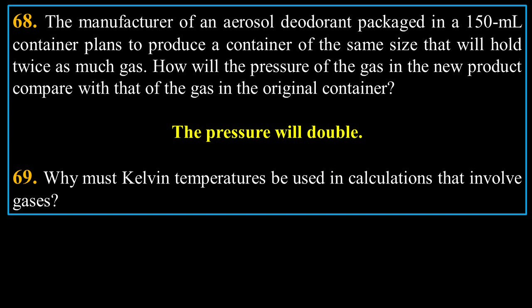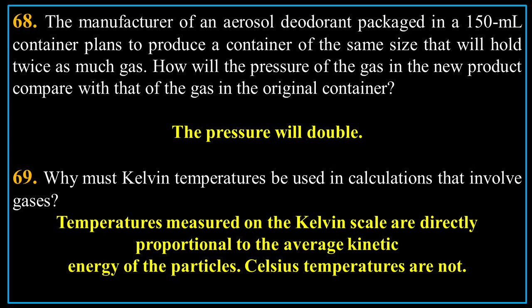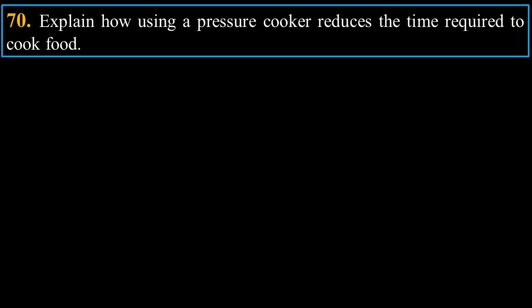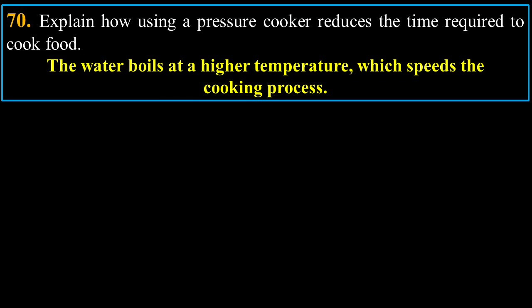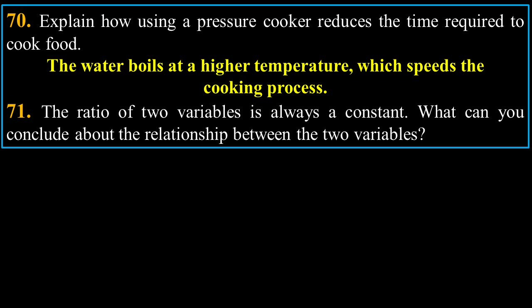Why must Kelvin temperatures be used in calculations that involve gases? Temperatures measured in Kelvin are directly proportional to the average kinetic energy of the particles. Celsius temperatures are not. Excellent answer. Please remember that. Explain how using a pressure cooker reduces the time required to cook food. Well, higher pressure, higher temperature. Higher temperature, food cooks more quickly.